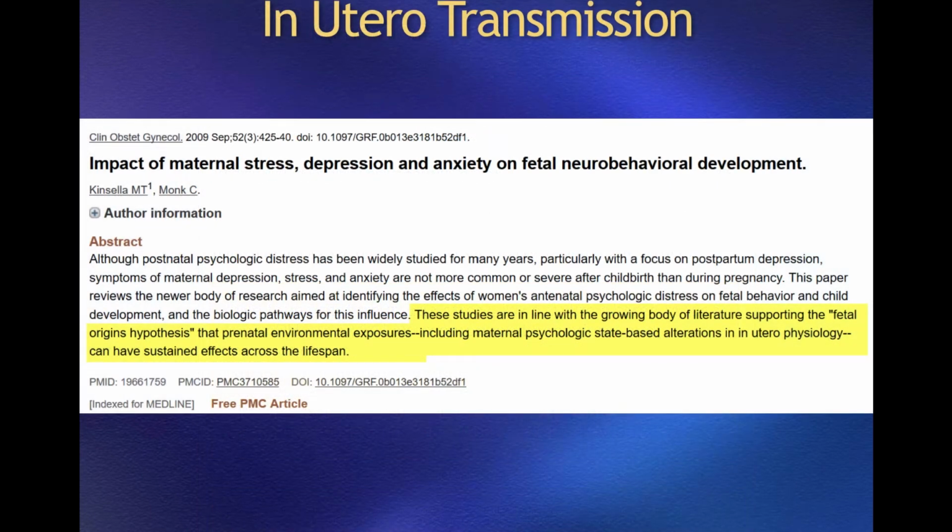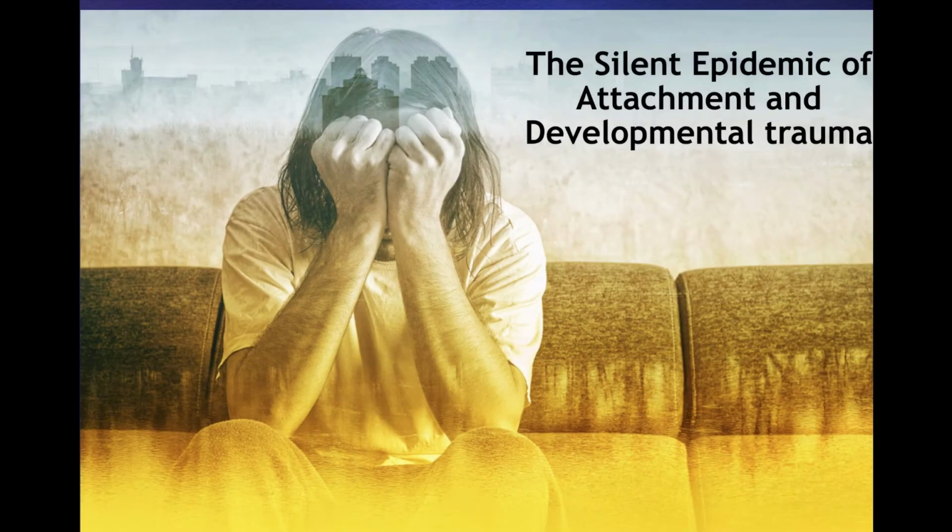Just a quick study, maternal stress, depression, anxiety definitely affects fetal neurobehavioral development. The studies are in here. We just see these studies are in line with the growing body of literature supporting the fetal origins hypothesis that prenatal environmental exposures, including maternal psychologic state-based alterations in utero physiology, have sustained effect across the lifespan of the baby. So, if mum's traumatised, she'll pass it on to her baby in utero as well.